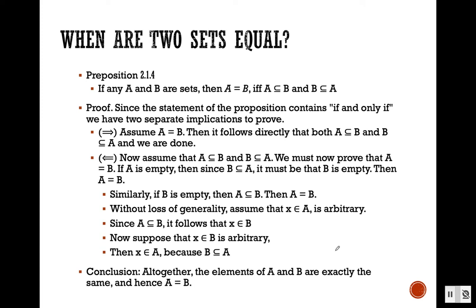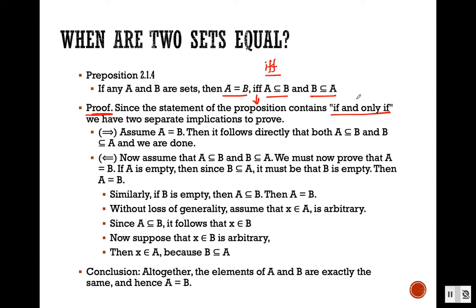Now how can we prove that two sets are equal? If A and B are sets, A will be equal to B if A is a subset of B and B is a subset of A. We can use some mathematical statements to prove that. Here we are using iff, which stands for if and only if. If we write iff, that means if and only if.